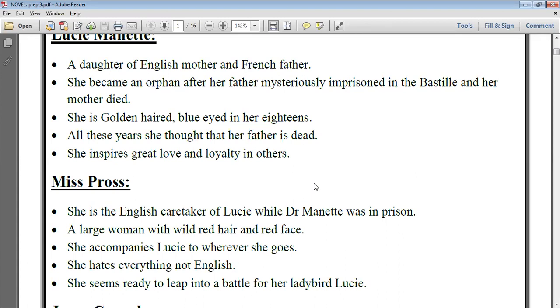And here is some information I want you to take care of. I want you to create an image of this woman. She hates everything not English. She seems ready to leap into a battle for her Ladybird, Ladybird Lois. Yeah, she loves her so much. That's me. This is the meaning of it. She's ready to leap into a battle for her Ladybird Lois. It means she loves her so much.